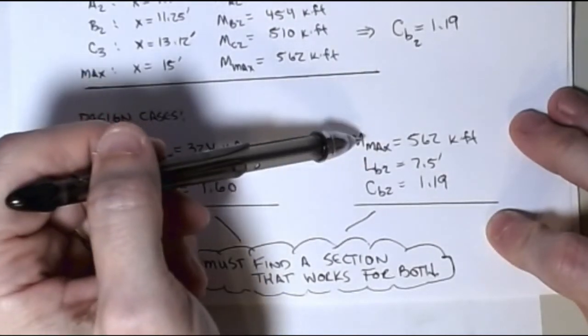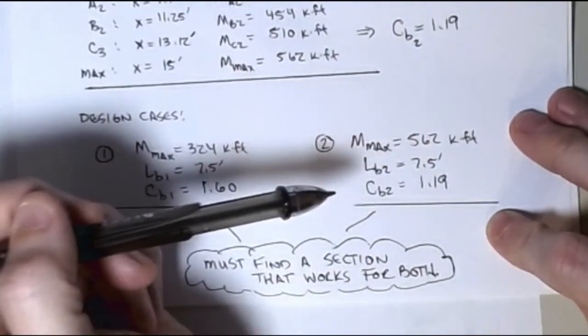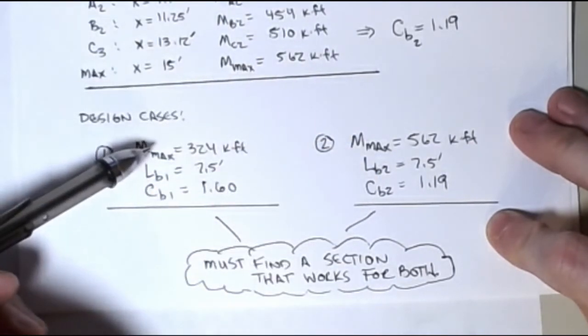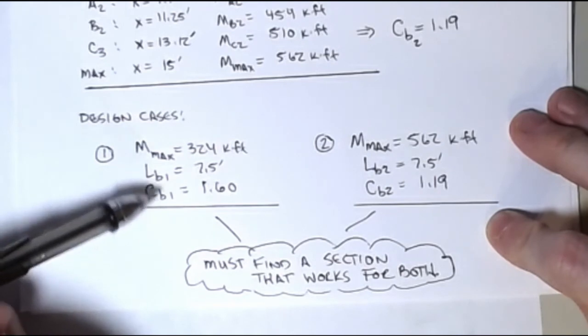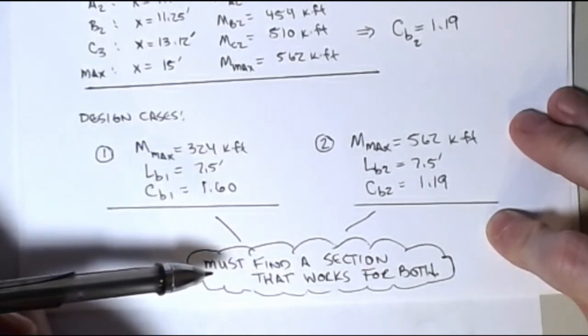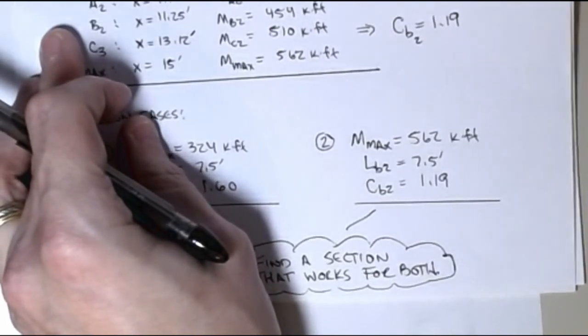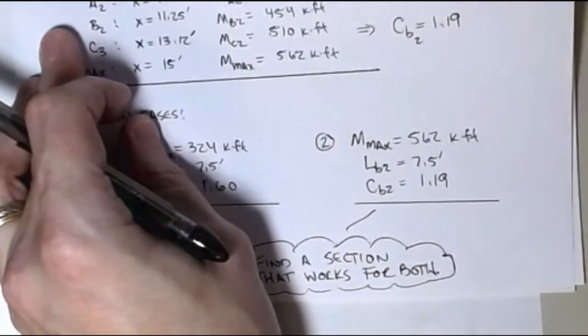I need a moment, which I would convert to my M1 value, LB2 and CB2, and then do the same thing, find an M1 value for this one, for your unbraced length, and then you basically go through and repeat the process. So that's the basics of what we're looking to do.